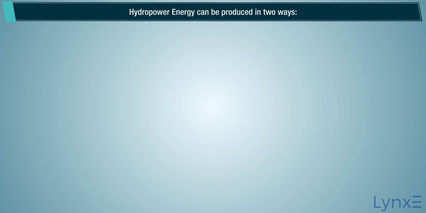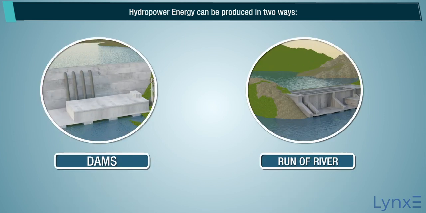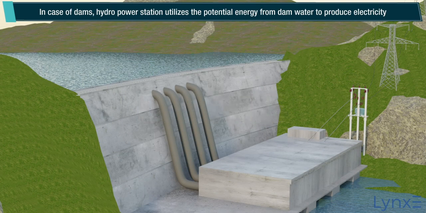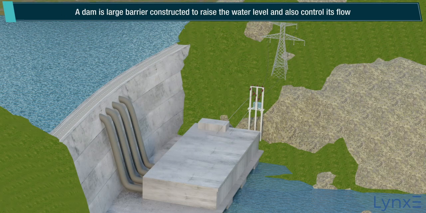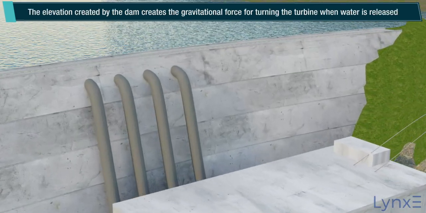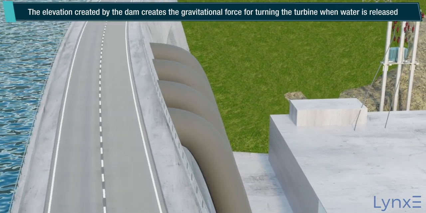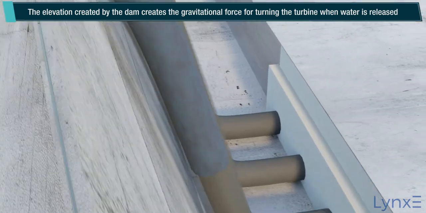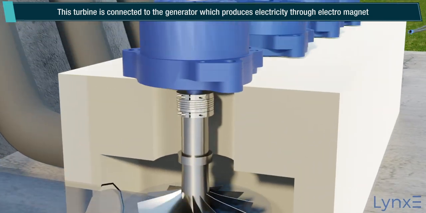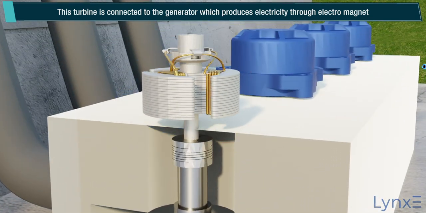Hydropower energy can be produced in two ways: dams and run of river. In the case of dams, a hydropower station utilizes the potential energy from dam water to produce electricity. A dam is a large barrier constructed to raise the water level and also control its flow. The elevation created by the dam creates the gravitational force for turning the turbine when water is released. This turbine is connected to the generator, which produces electricity through an electromagnet.